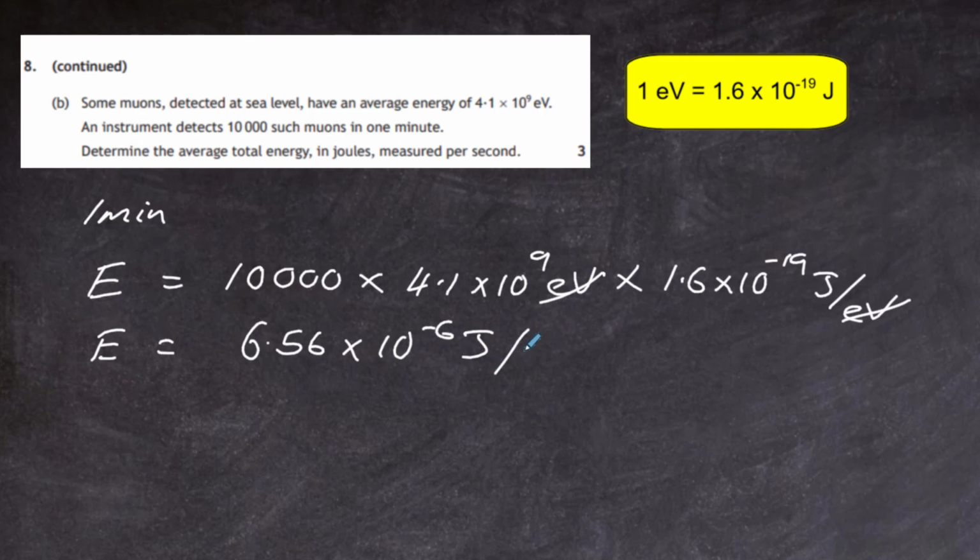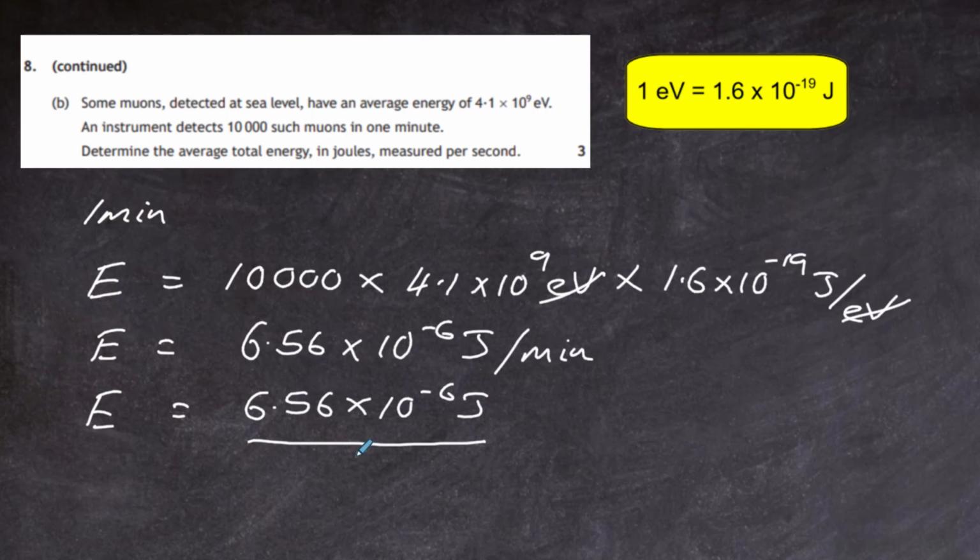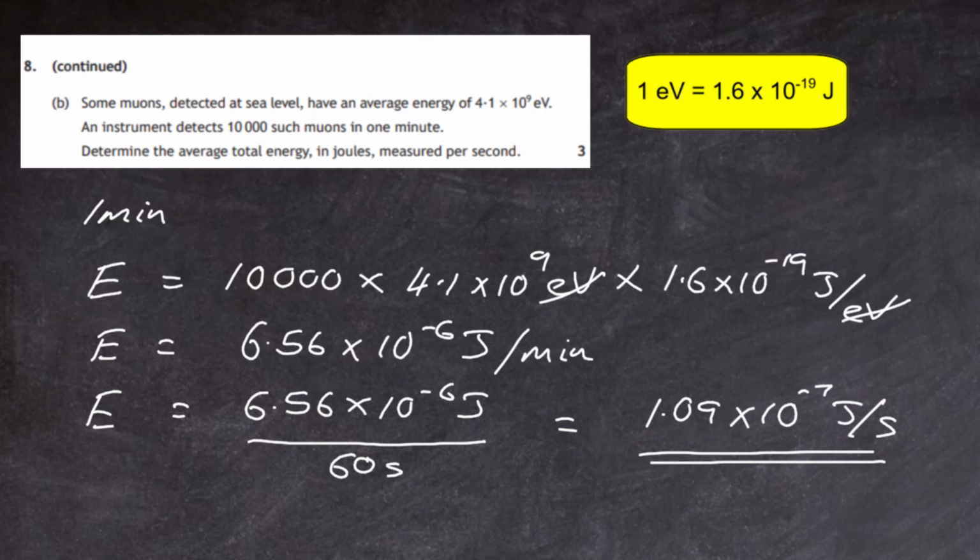And remember, this is per minute. But we're asked to find the answer per second, so the energy would be equal to this number here, 6.56 times 10 to the minus 6 joules, and we have to divide by 60 seconds because there are 60 seconds in 1 minute, and we end up with 1.09 times 10 to the minus 7 joules per second. So that's the answer for 8B.